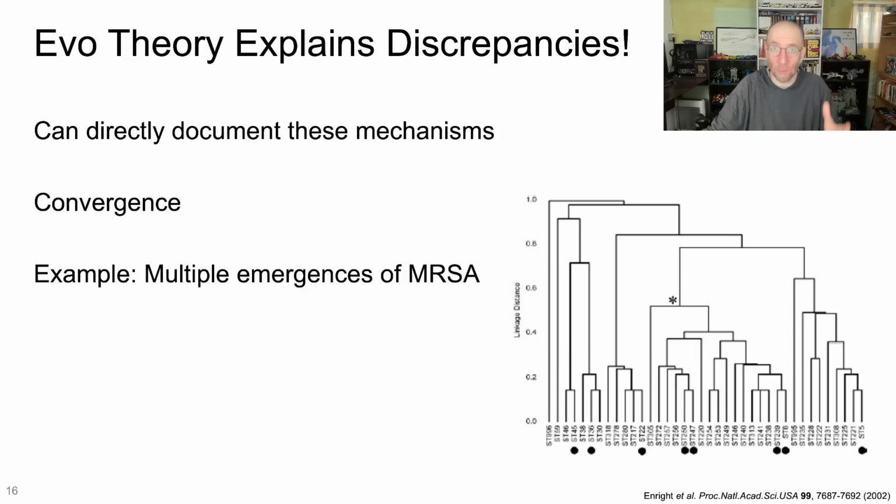So one such mechanism is convergence. We see convergent evolution all the time, and it in no way invalidates common ancestry. For example, here's a figure from a 2002 paper showing multiple emergences of MRSA. This is methicillin-resistant Staphylococcus aureus. So here is the phylogenetic tree of this bacteria, and each of the lineages with a black dot is a MRSA lineage, so methicillin resistance. Obviously, that trait has evolved multiple times independently.